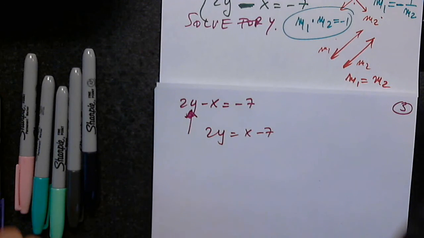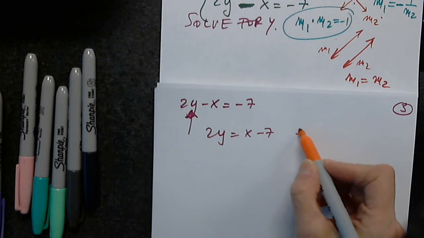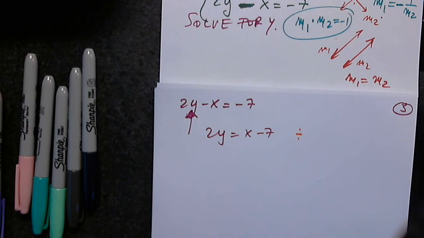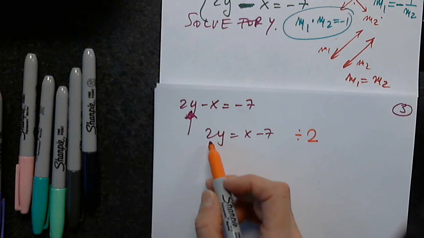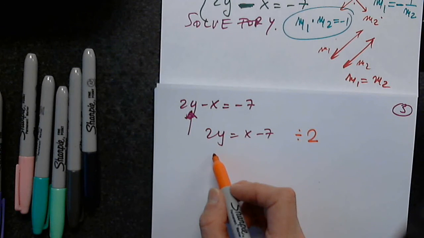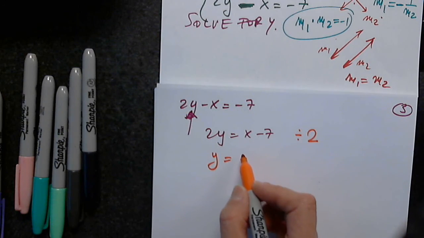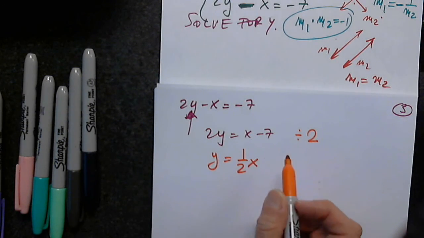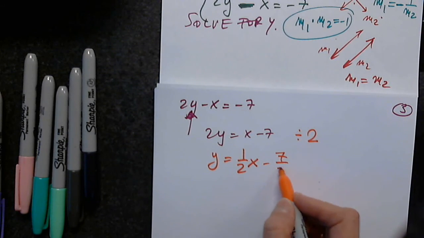Very good. What now? You divide both sides by 2y. No, I cannot divide by the variable I'm solving for. If I solve for y, I can't divide by y. And I can't divide by a variable anyway. Good. So 2y divided by 2 is y. x divided by 2 is 1/2 x. -7 divided by 2 is -7/2.